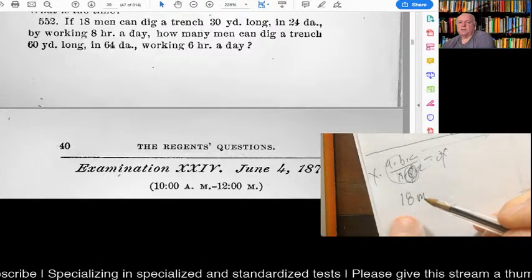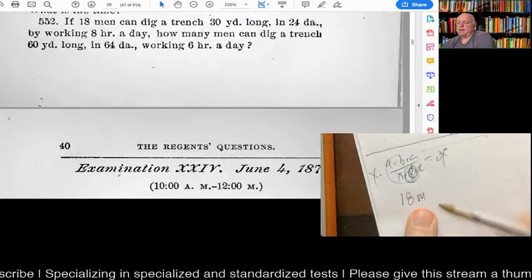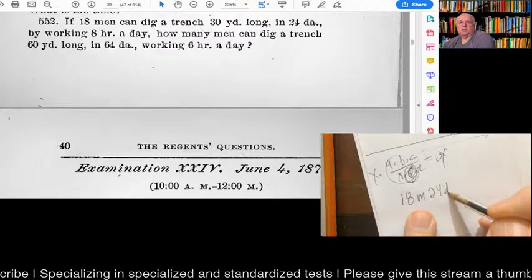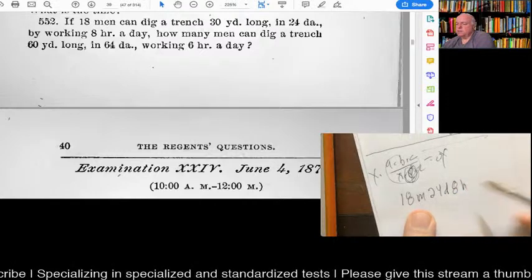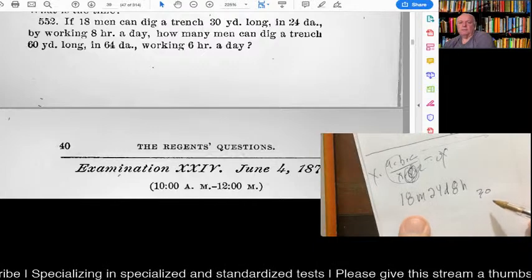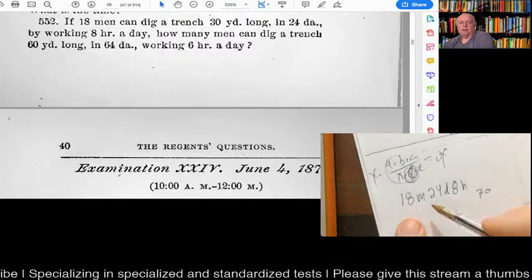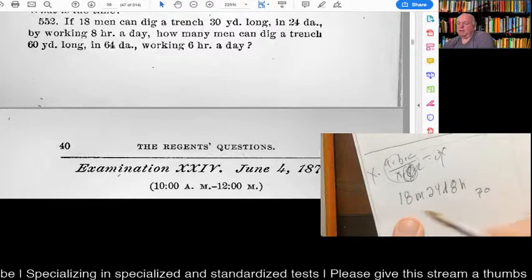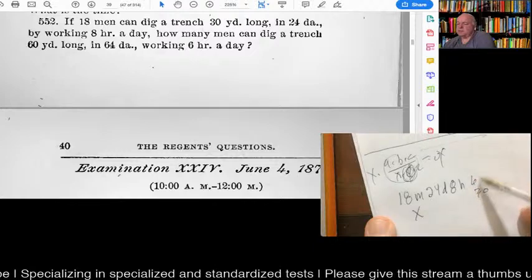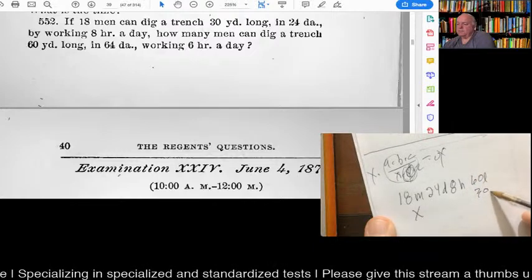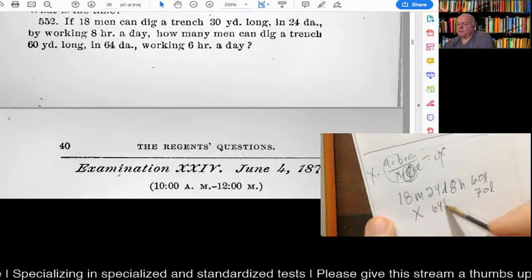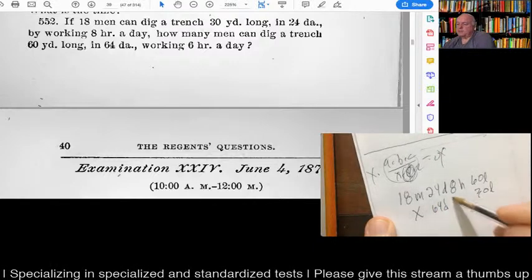So with that in mind, we have 18 men can dig a trench 30 yards long. So that's what they're shooting for. And it took them 24 days and 8 hours. So I'm going to write the 30 over here. Okay? And the other one is by how many men, so that's what we're looking for, can dig a trench 60 yards long, right? In 64 days, working 6 hours a day.